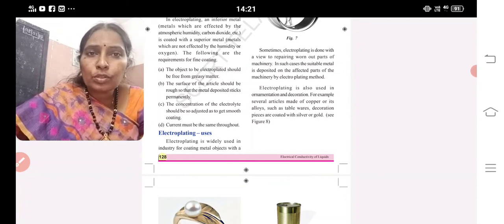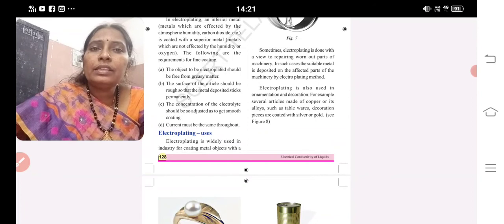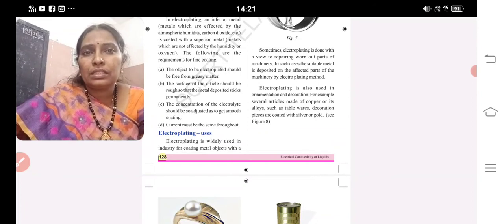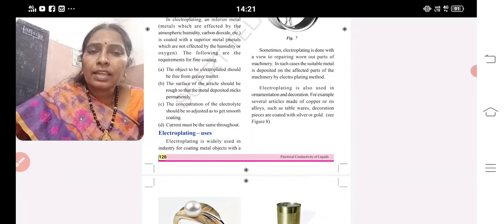What is meant by electroplating? An inferior metal is coated with a superior metal. What is meant by inferior metal? The metal which reacts with atmospheric gases, carbon dioxide and water is said to be inferior metal. By coating with a superior metal, what happens? It forms a layer and does not react.